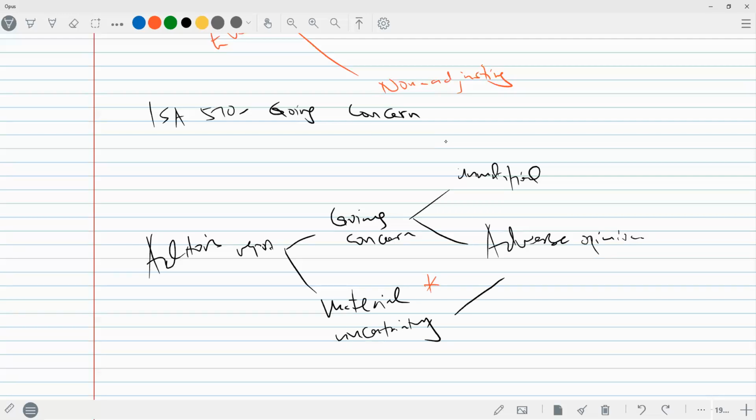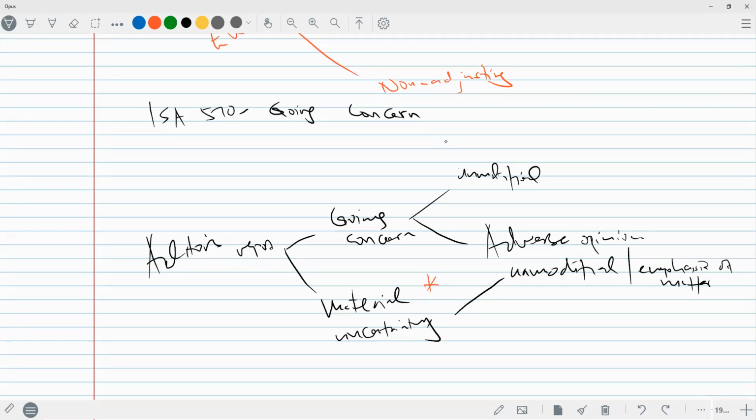then of course you're going to issue an unmodified opinion, or unqualified opinion, but with an emphasis of matter paragraph. You're going to tell the users, hey, the accounts of the company are okay. However, you need to become aware of the following 1, 2, 3. Some of the things that might occur might mean that you as a company may not be so well when it comes to your future operations.